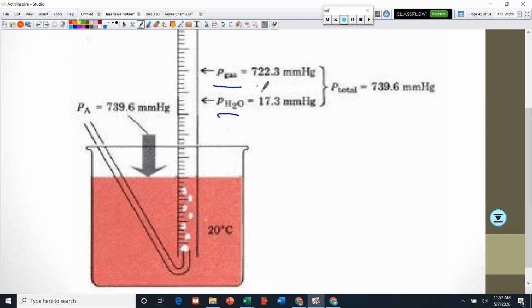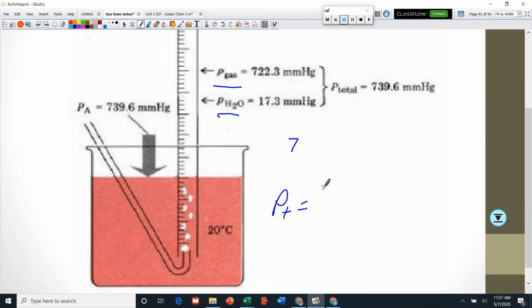So our total outside pressure is 739.6, and our internal pressure is made of both the water vapor and the gas. The water vapor is 17.3, which means the gas is 722.3.